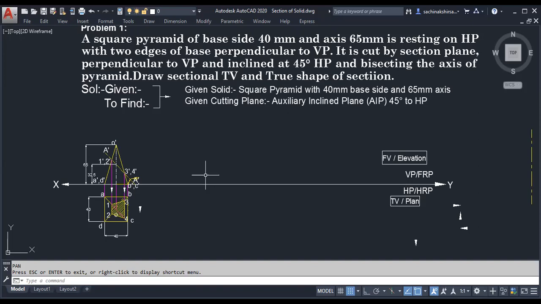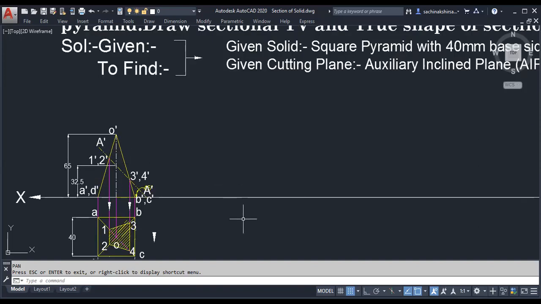Yes, sir. Now we have to draw the true shape of the section. When do we get the true shape of any plane? When the plane is parallel. Now to get the true shape, what do we have to do? Very simple. You have to remember now.